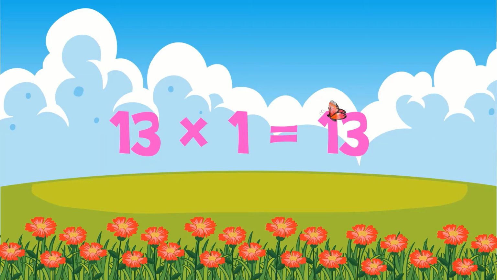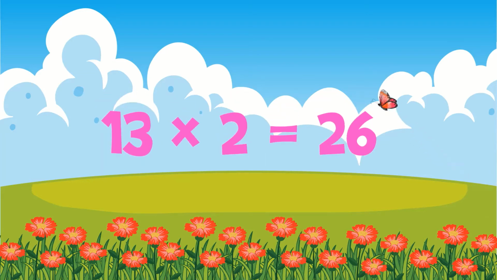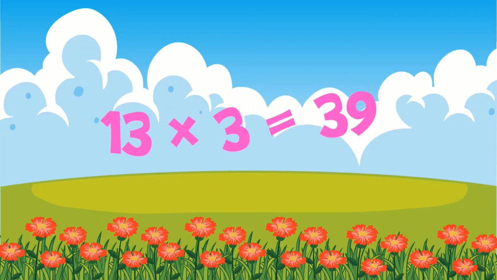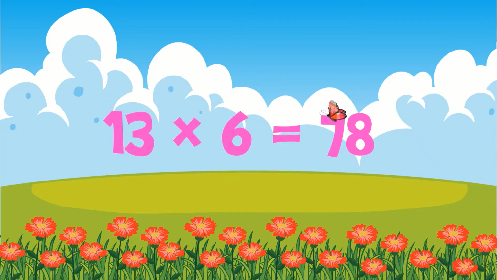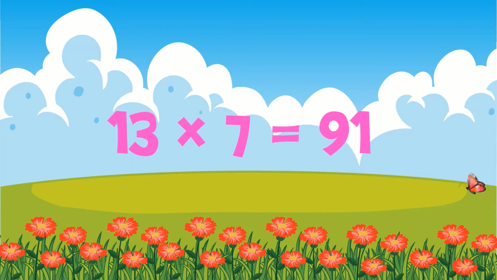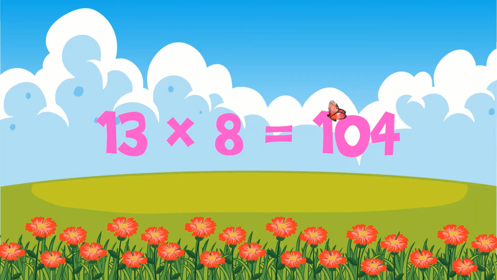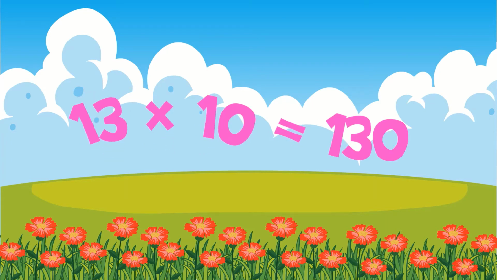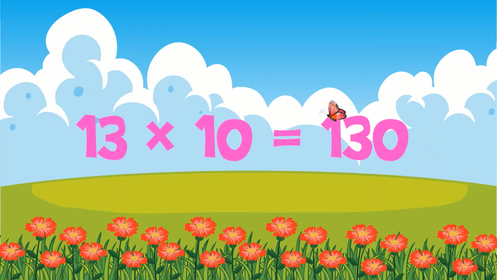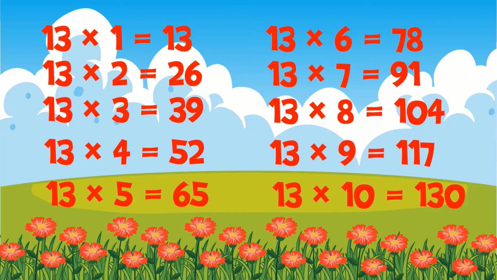13 ones are 13. 13 twos are 26. 13 threes are 39. 13 fours are 52. 13 fives are 65. 13 sixes are 78. 13 sevens are 91. 13 eights are 104. 13 nines are 117. 13 tens are 130. Kids, repeat after me.